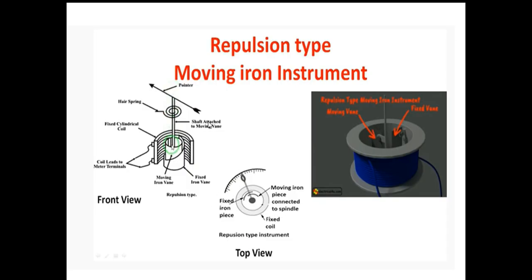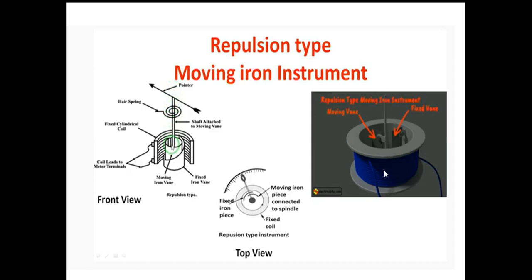Okay, so we will combine all the views. This is the front view, this is the top view, and this is the 3D view. On this core, we are placing the coil. The coil is wound on the core, and current flows through the coil. These are the two ends of the coil, and inside the coil, this is the fixed vane and this is the moving vane.